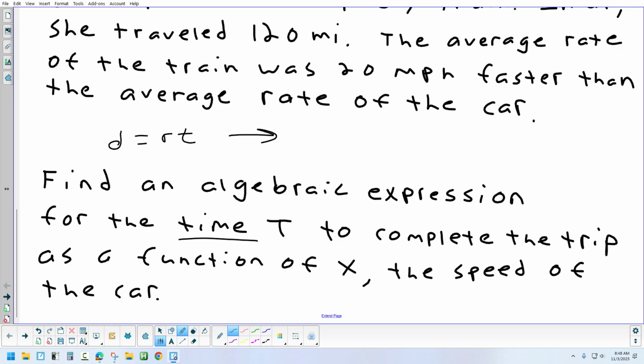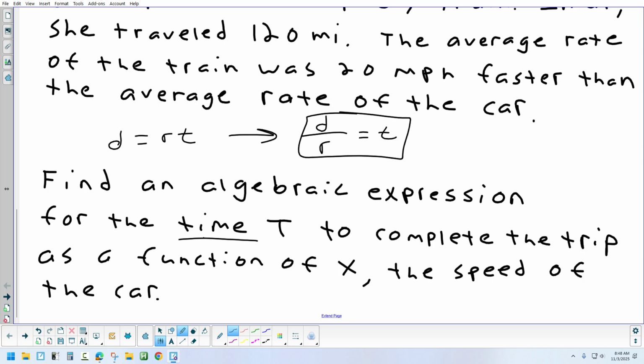If I wanted to get t by itself, which is what we need to do, we need a formula for time, not for distance. How would you get the t by itself here? You would divide the distance by rate. Divide both sides by r.